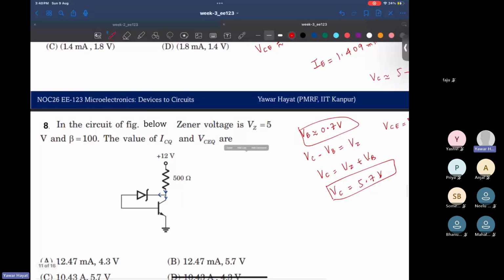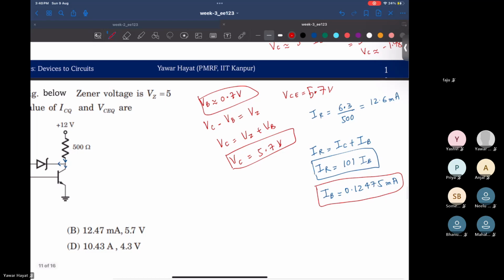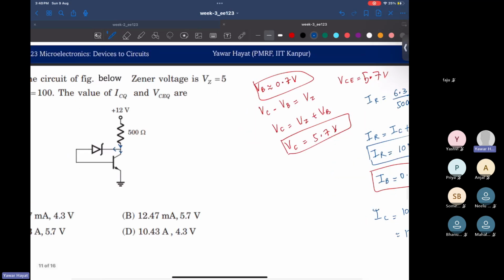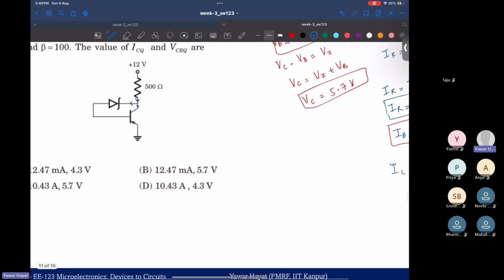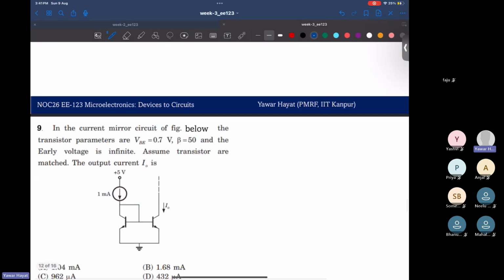The quiescent point that I was supposed to compute is IC and VCE. What will be my IC? IC would be 100 times IB. That would be 12.475 milliamps, right? And VC I already have, 5.7 volt. So which answer is correct? Option B, right? Let's move on to the next one.